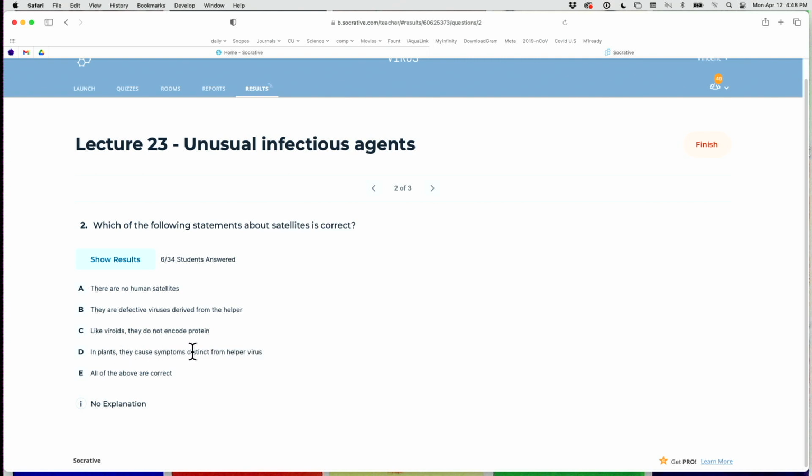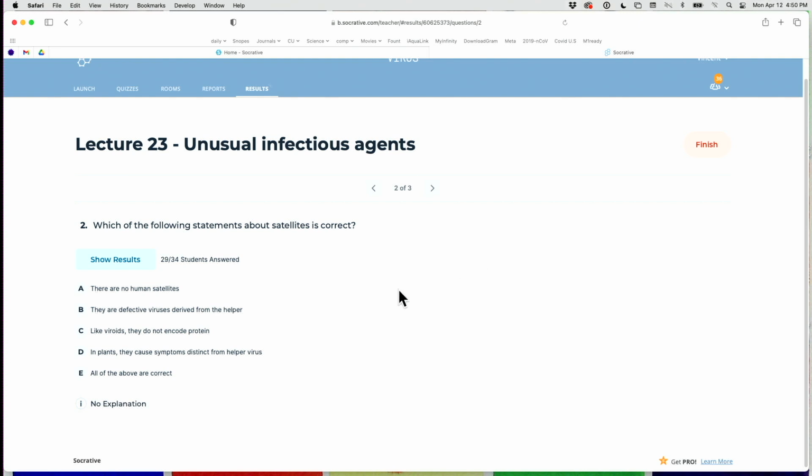Which of the following statements about satellites is correct? There are no human satellites. They are defective viruses derived from the helper. Like viroids, they do not encode protein. In plants, they cause symptoms distinct from the helper virus. All of the above are correct.